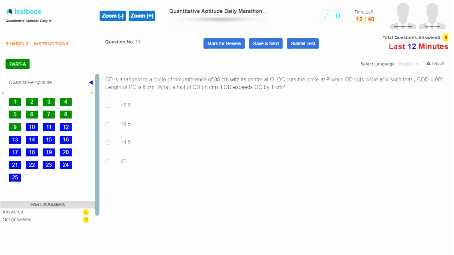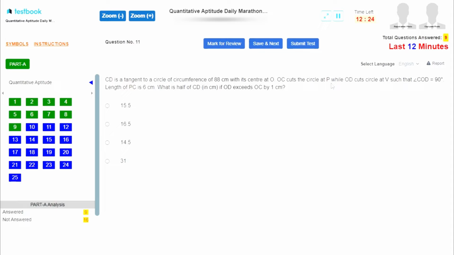CD is a tangent to a circle of circumference 88 with its center O. OC cuts the circle at P, while OD cuts the circle at Q, such that angle COD is 90 degrees. The length of PC is 6. What is half of CD, given that CD exceeds OC by 1 centimeter?